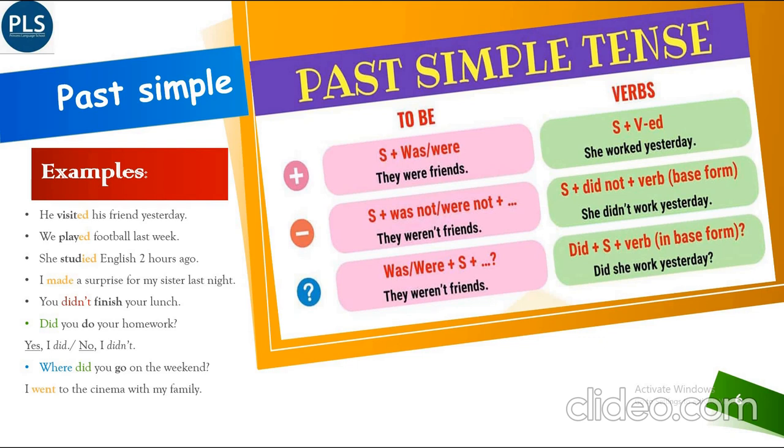Also, in the past simple tense, we have the verb to be. Am, is, are, we change it into past. We have am and is, we change it to was, and are, we change it to were. Like here in the first example, I was very excited yesterday. This sentence expresses my emotions and my feelings, but in the past, yesterday.